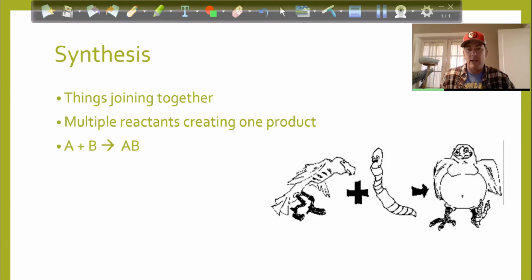And graphically we can think of the little cartoon here. We got the little emaciated bird there and the big juicy worm, and the bird eats the worm, and now we got a big fat bird. So it's all together as one.